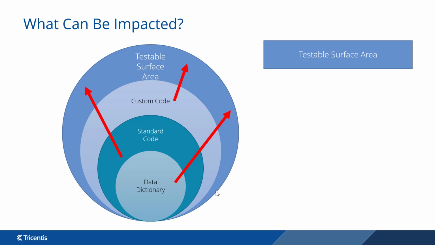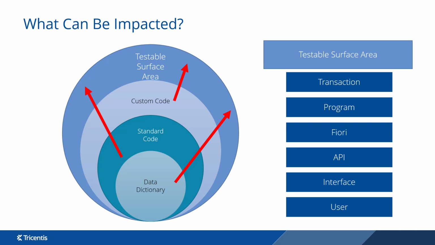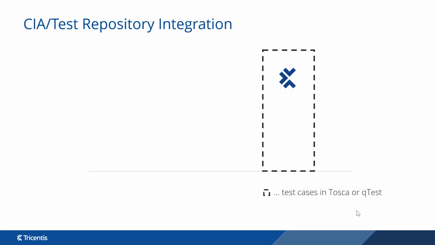So what can be impacted? What kind of executables are out there? We know there's a huge surface area within SAP of things that need to be tested, starting from the data dictionary and going all the way out through your standard and custom code. There are lots of different things that need to be tested: transactions, programs, Fiori apps, your APIs, interfaces, and your users or roles. That makes up our testable surface area.